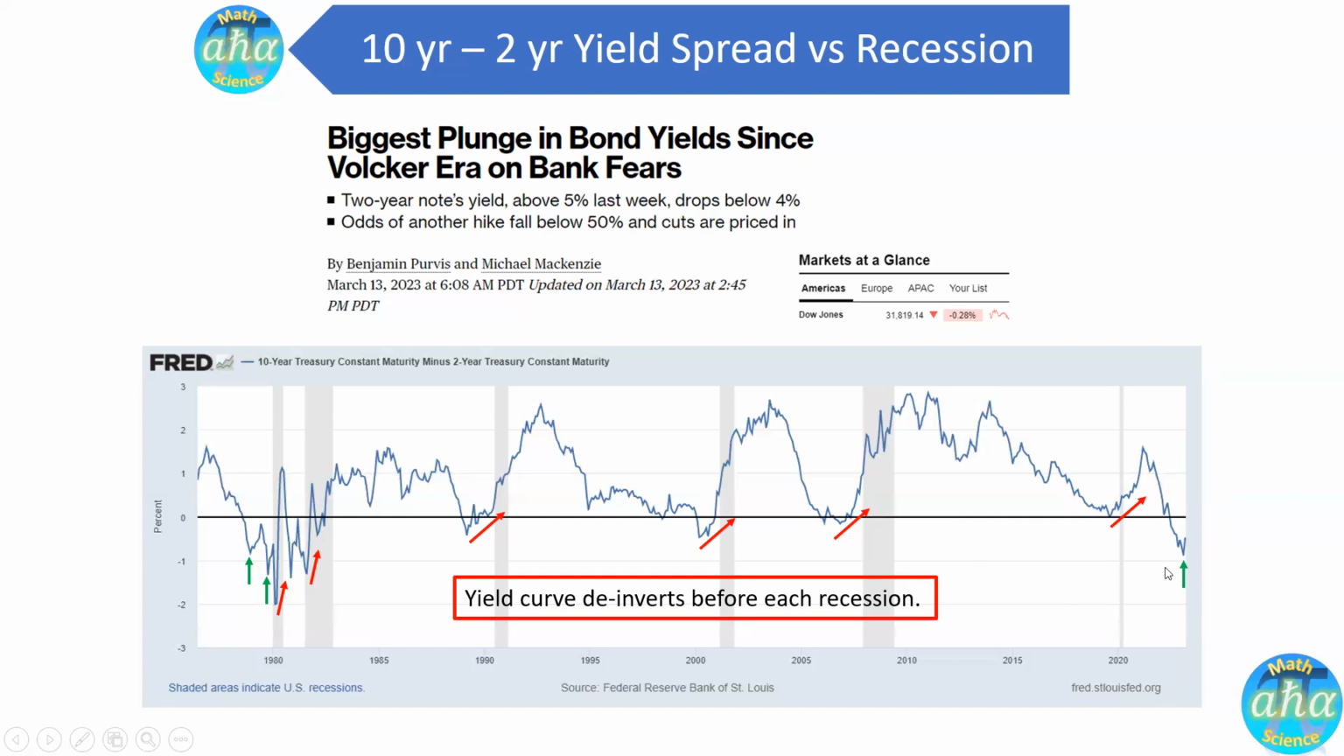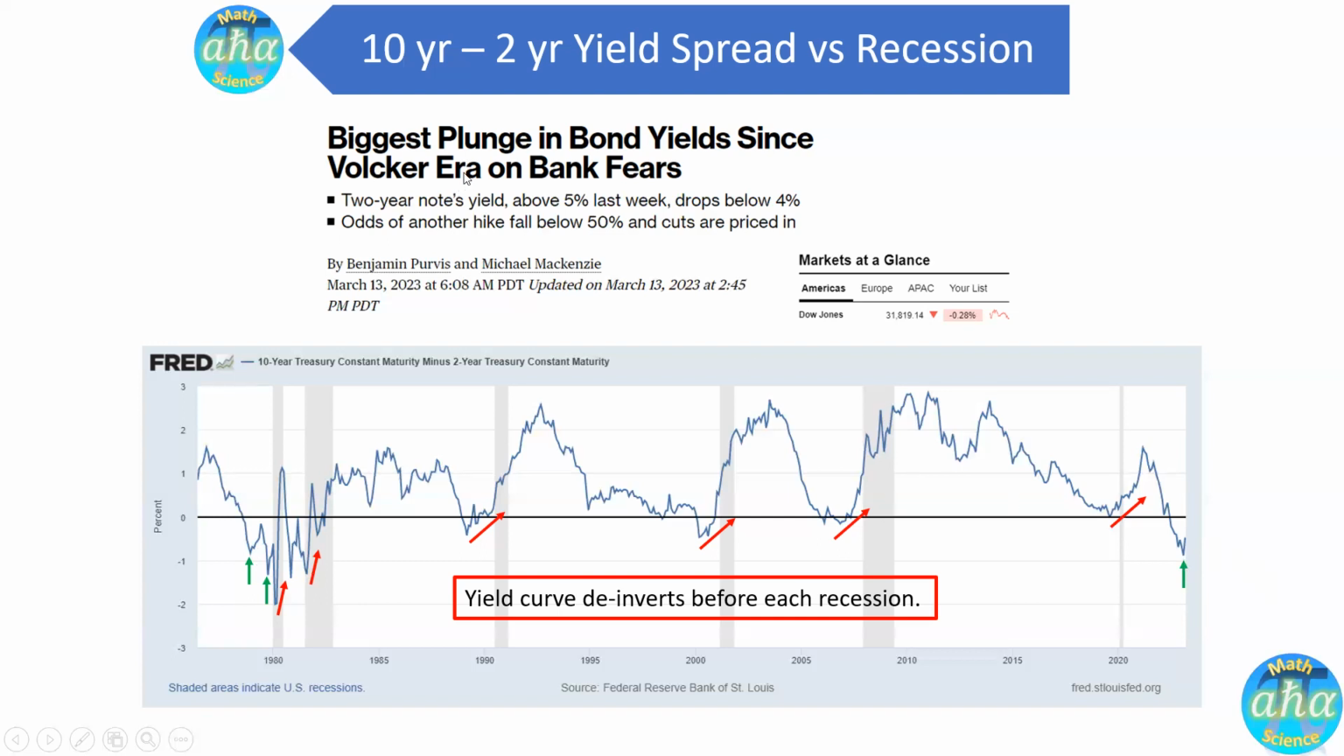Since this inversion, the level of inversion is almost 100 basis points, which exceeds any of these four recessions, except you have to go back to 1980. You see this kind of level of inversion. So it went to about 100 basis points. Now it's like 100 basis points.